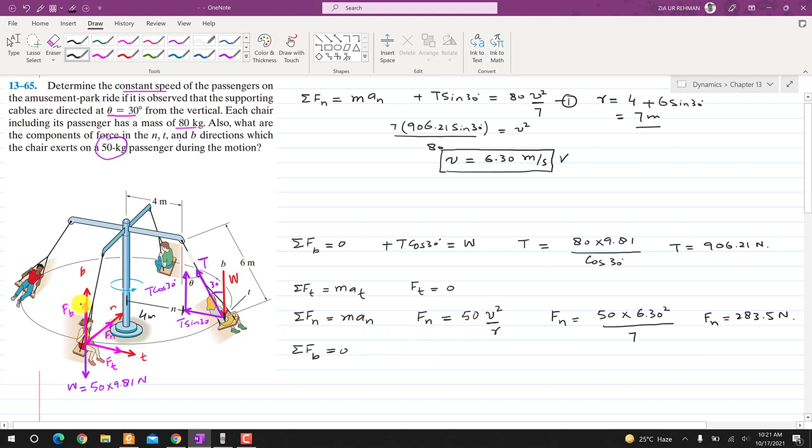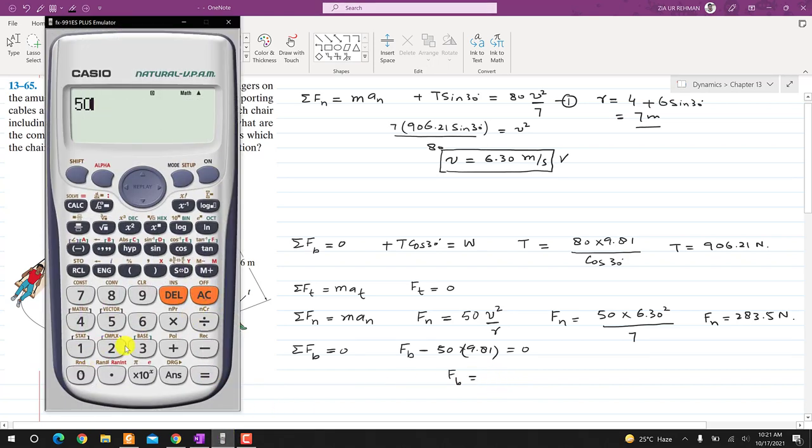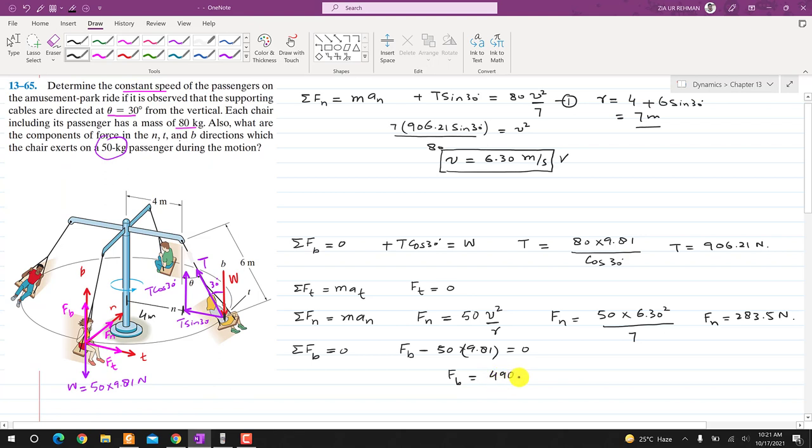Similarly, if we apply the summation of forces along the binormal axis, that will be equal to zero. And as we can see that this FB is acting in the positive B direction, so I will write FB minus this weight. So weight is 50 into 9.81, and this is equal to zero. So this means that FB is equal to the weight of the passenger, which is 50 times 9.81. So this is 490.5 newtons.